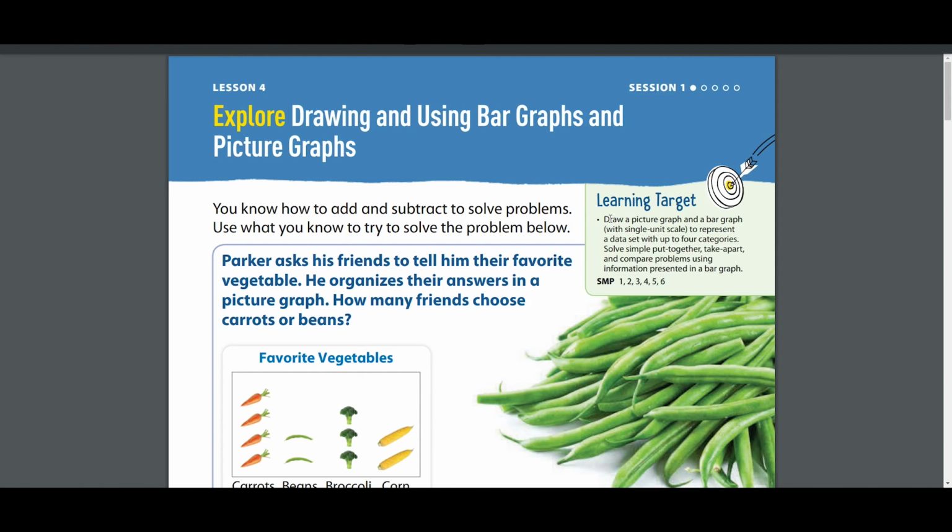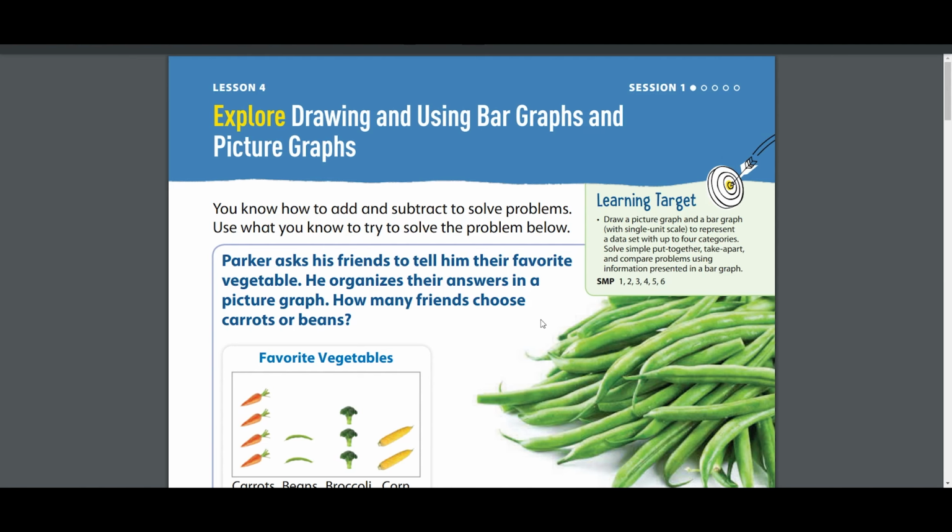Our learning target says: draw a picture graph and a bar graph with single unit scale to represent a data set with up to 4 categories. Solve simple put together, take apart, and compare problems using information presented in a bar graph.